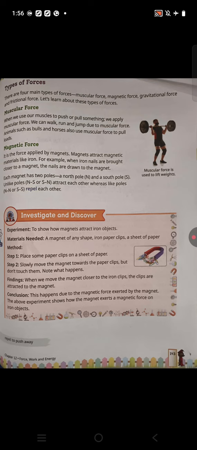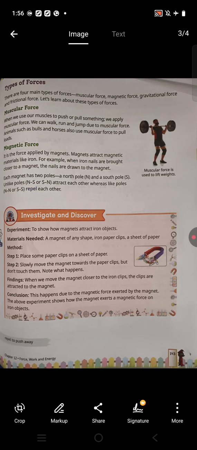Next is magnetic force. Magnetic force is the force applied by magnets. For example, magnets are used to attract magnetic materials like iron. When iron nails are brought closer to a magnet, the nails are drawn to the magnet. And students, each magnet has two poles, a north pole and a south pole. The north pole is denoted as N and the south pole is denoted as S.